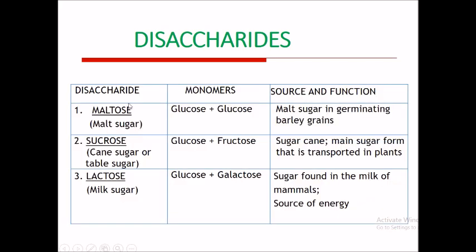So maltose, a disaccharide also known as malt sugar, can be found in germinating barley grains. Next is the disaccharide sucrose, also known as cane sugar or table sugar, which is made up of monosaccharide glucose and monosaccharide fructose.